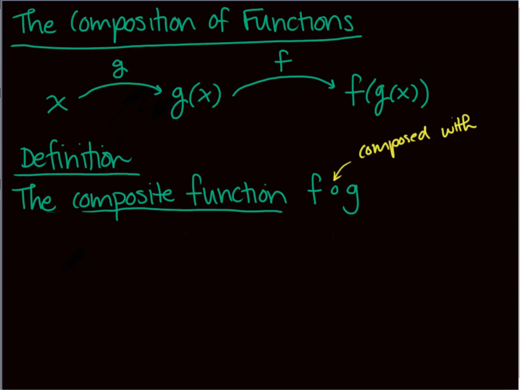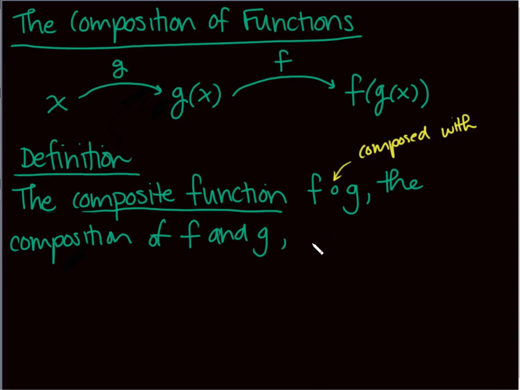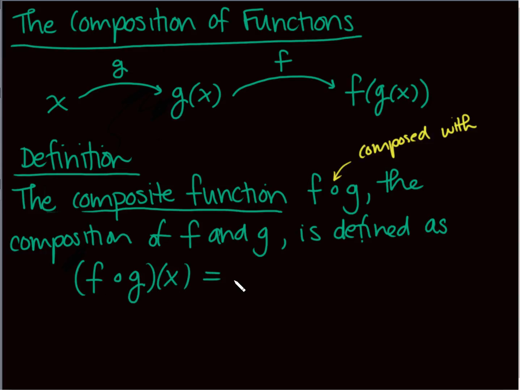So the composite function f composed with g is another way to say the composition of f and g. It is defined as follows. f composed with g of x. See how that's a new function? It's a function of x. And here's what f composed with g of x is going to give us: f of g of x.